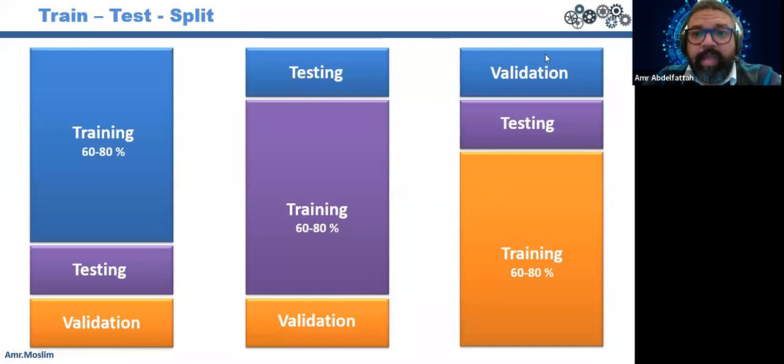Okay. In this slide, we are going to discuss the train test split concept. Usually, if you want to split your data, you split it into two partitions. One is training and the other is test, as we see here. Training usually takes 60 to 80% of the data, with testing taking the rest.